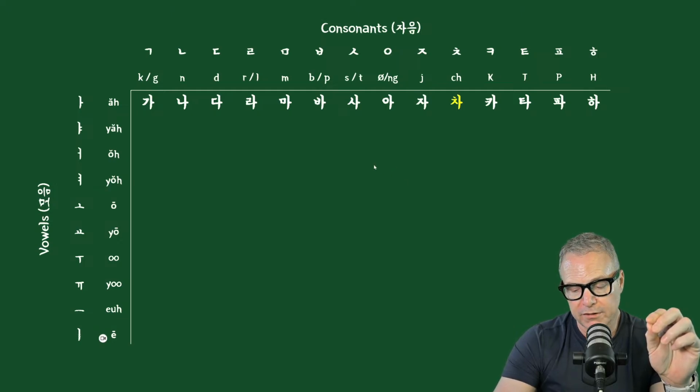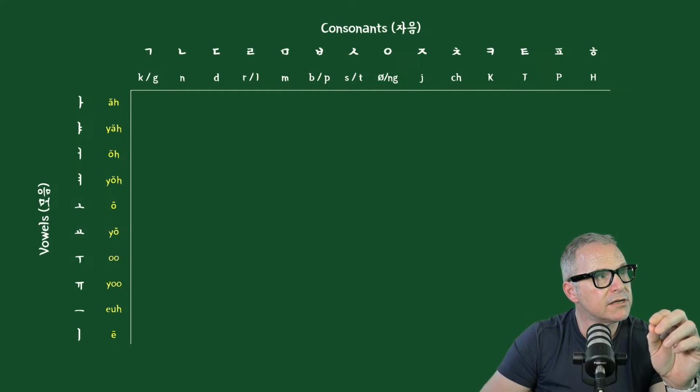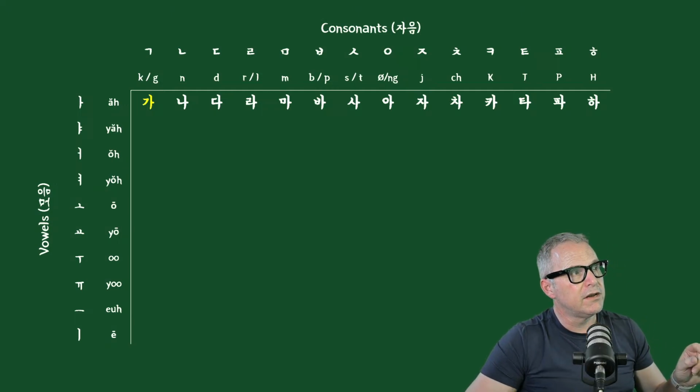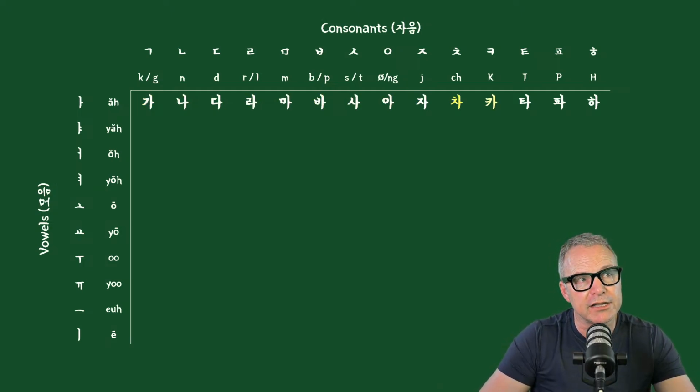Then if we run all the way back to ga, ga. Now, we go then to the aspirated version. Notice the shape of that consonant. Move all the way up here to the aspirated version, which has an extra line in it.